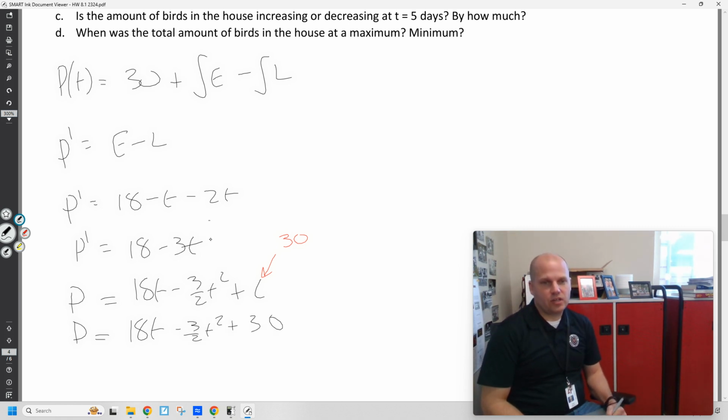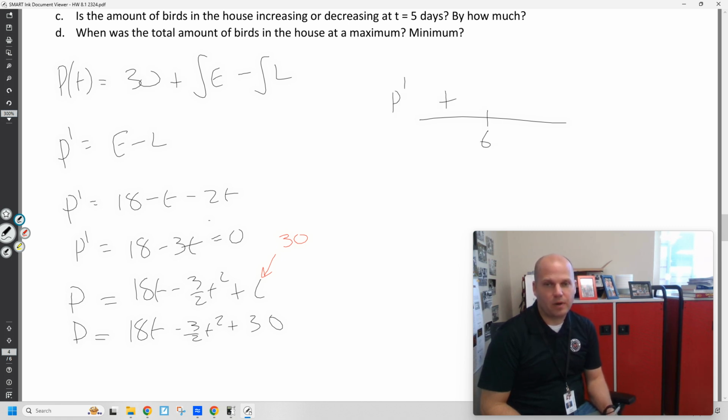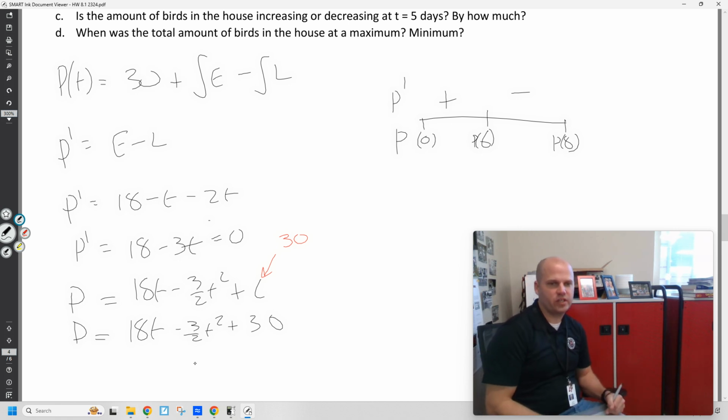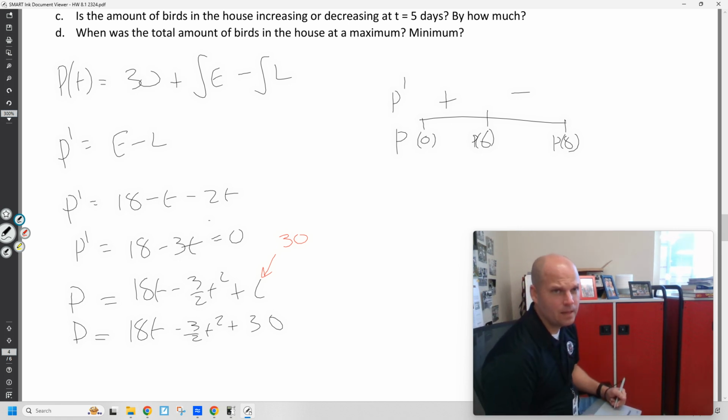You can take your derivative sign analysis. You're going to find at 6, that's when P prime will change signs from positive to negative. You have expressions to find P, so you actually don't need to find the accumulations really ever. Just look at these positions. Look at P of 0, P of 6, and P of 8, which you'll have to find without a calculator, and I don't want to do that.